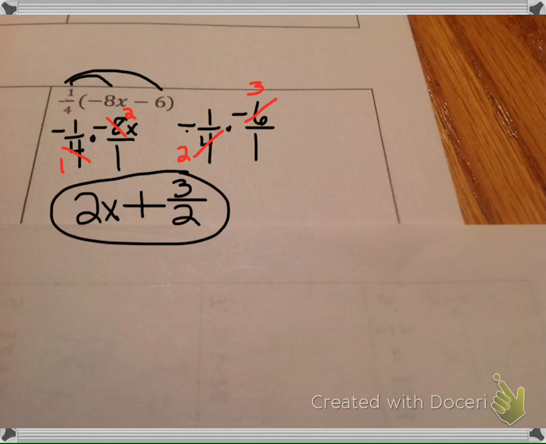Now notice when we did the negative times a negative, it was a positive. You have to put that plus sign in there. You can't just write 2x 3/2, okay? That doesn't make any sense. Because when you're multiplying here, you get a positive, it is also a plus sign. You can't just write it like that. That's not correct. If you have any questions, just write them down real quick.